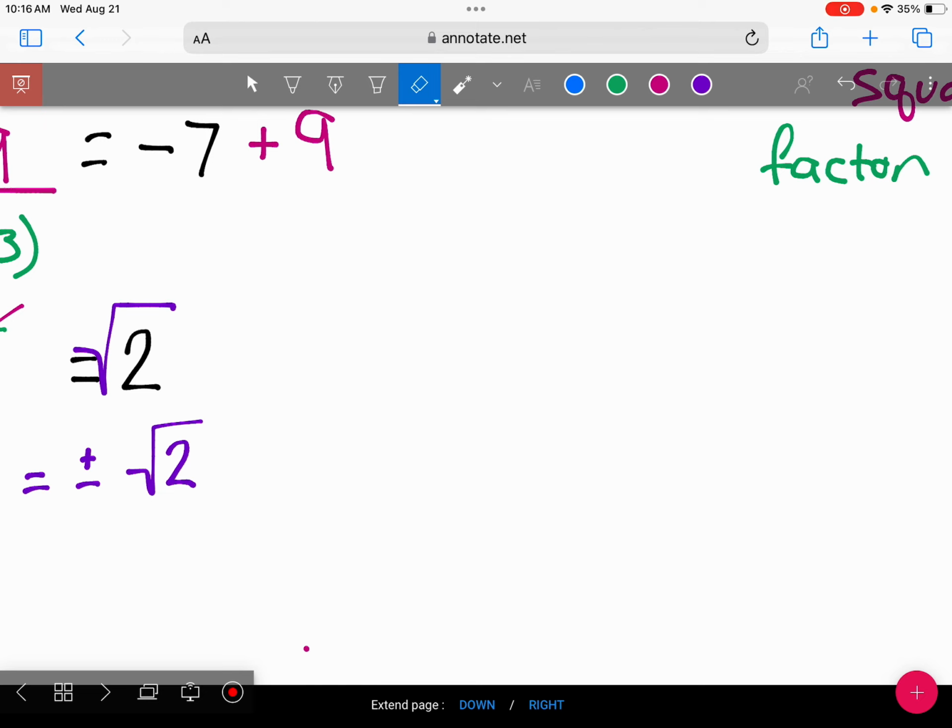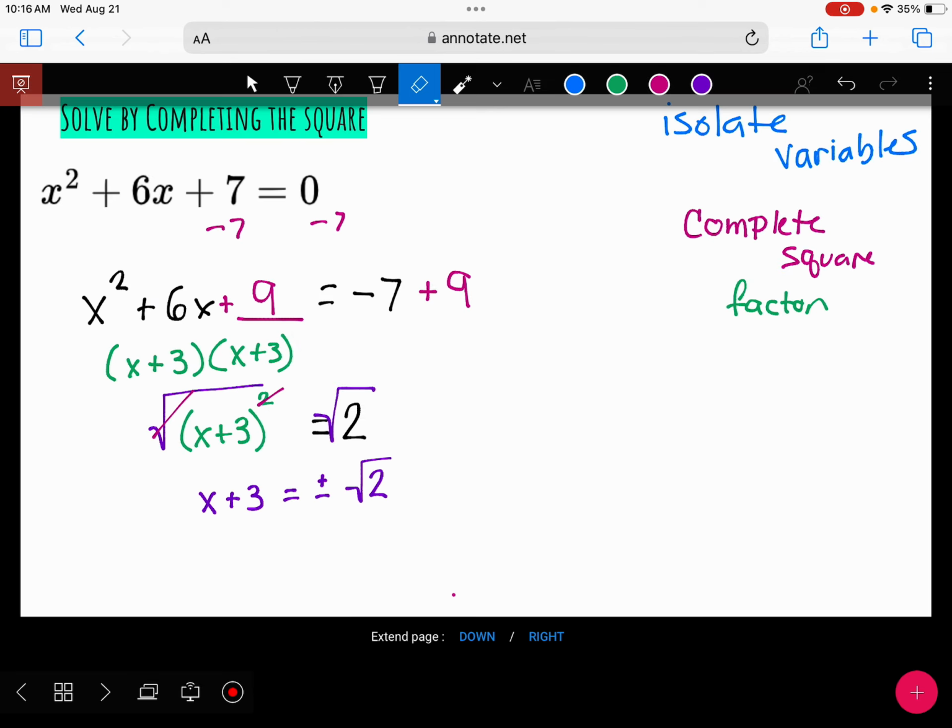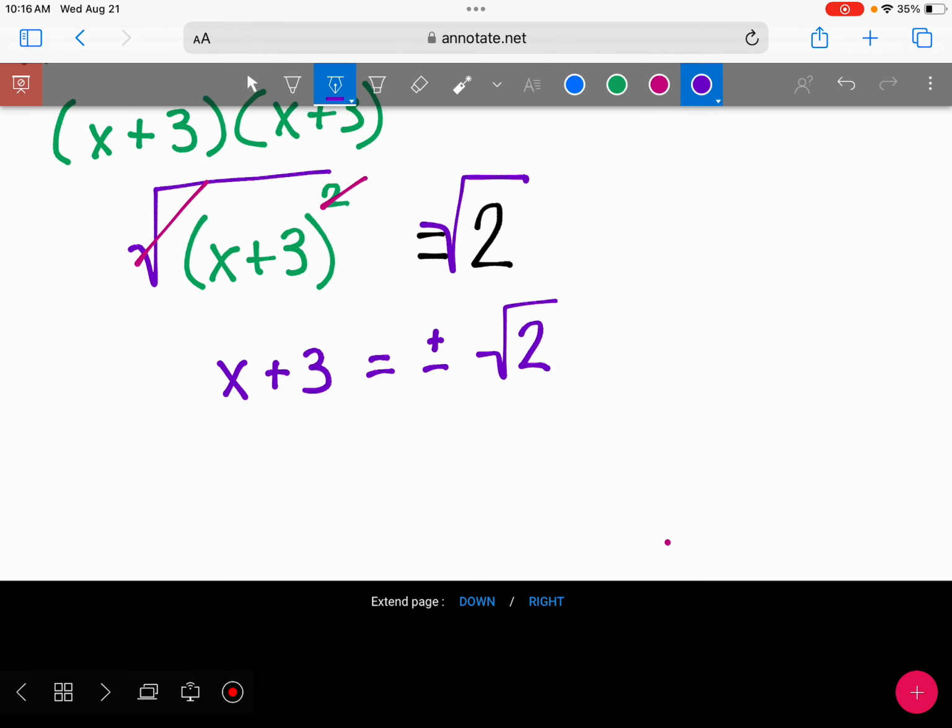Because we only have one step left here for this one. What do I need to do to get my x all by itself? Subtract 3 from both sides. And do we keep 2 under that? Yes. So we're going to finish this by solving it. Subtract 3 from both sides. So my answer is going to be x equals negative 3 plus or minus the square root of 2. And this is the best order to put it in. If you flip-flop them, make sure the plus or minus stays in front of the square root of 2 and that it is very, very clear that the minus 3 is not inside your radical.